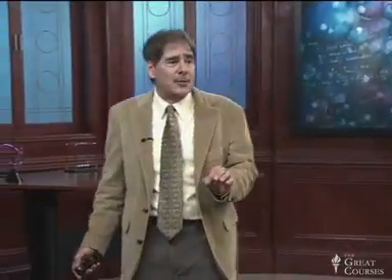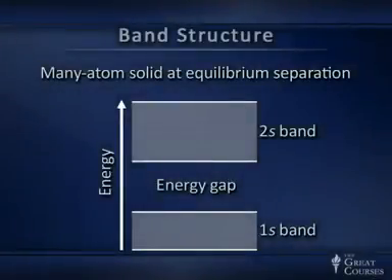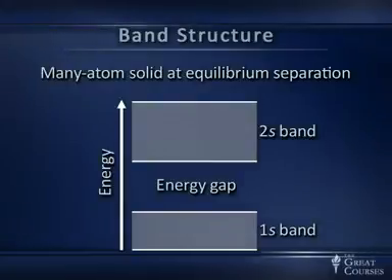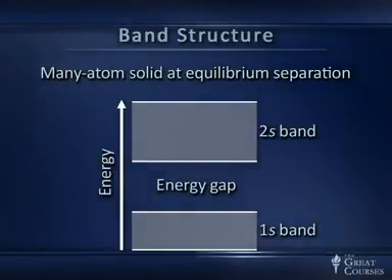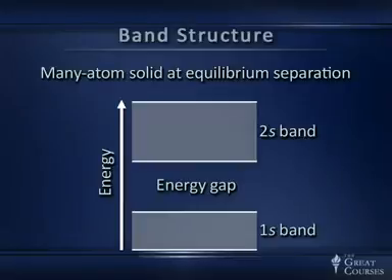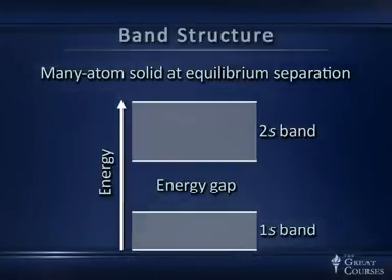Now, this band structure is going to explain for us a great deal of the difference between different kinds of materials, in particular their different electrical properties. Let's take a look at that. Here's the band structure of a many-atom solid at its equilibrium separation. And I'm just showing the bands associated with the outermost electrons in that solid. There may be lots of other electrons further in. Their bands are really not very interesting to us because they are full of electrons and nothing interesting happens.